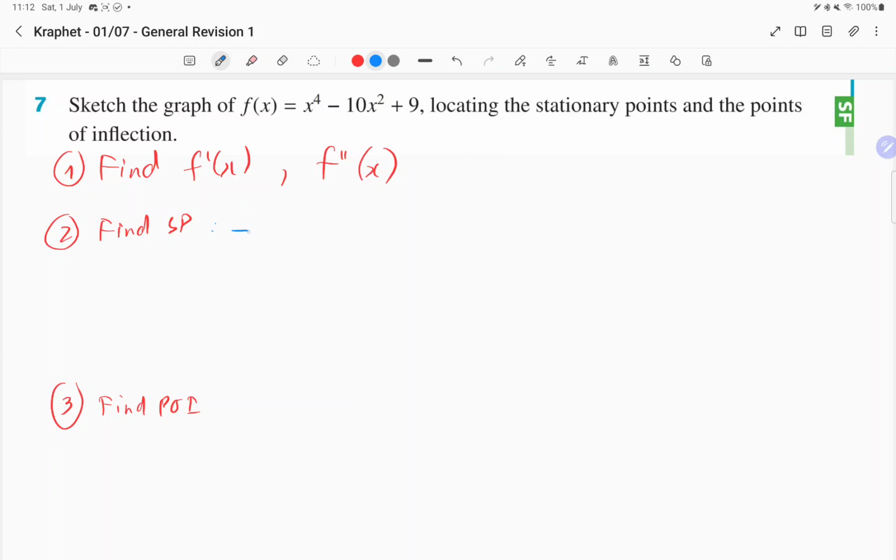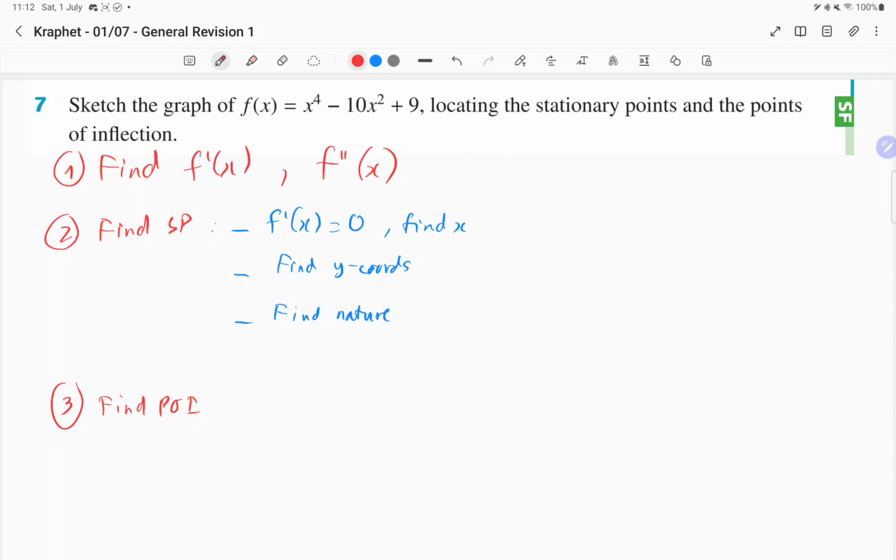Now, for the stationary points, first step, set the first derivative equals to 0, and then find x. Then you need to find the y coordinates at each of those, and then you need to find the nature of the stationary point. Is it a local max, local min, or stationary point of inflection? Okay, so that's the purpose.